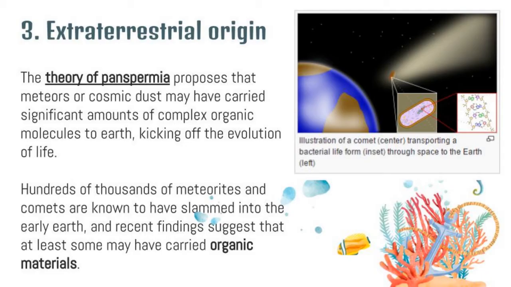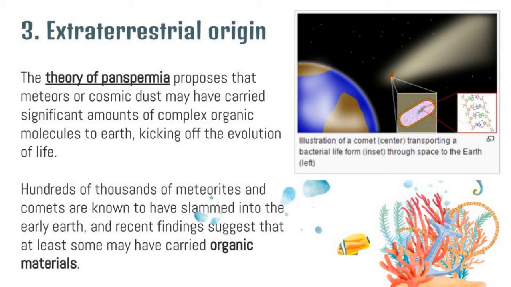Extraterrestrial origin is another theory on how life exists on our planet. This time, extraterrestrial means that the origin of life came from outside the Earth, or outside our planet. This is also known as the theory of panspermia, which proposes that meteors and cosmic dust that used to hit primordial Earth, or used to hit our planet in the past, may have carried significant amounts of complex organic molecules to our planet.